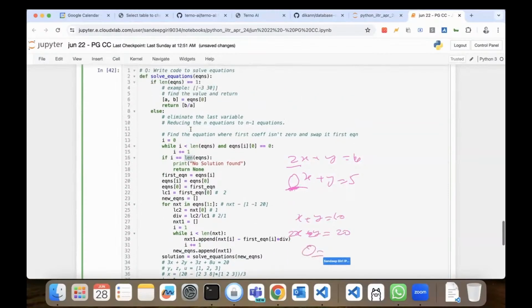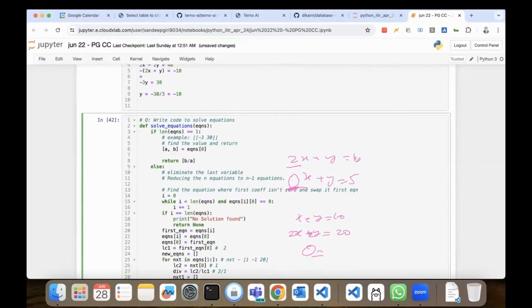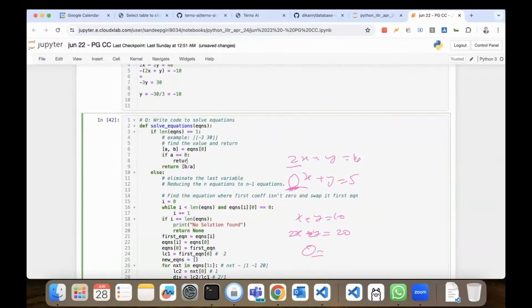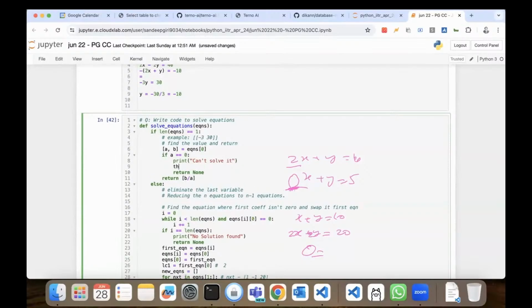There is one more situation that we need to handle here where a is 0. If a equals 0, then we return none, and we'll basically print can't solve it. Ideally, you should basically throw a new exception.